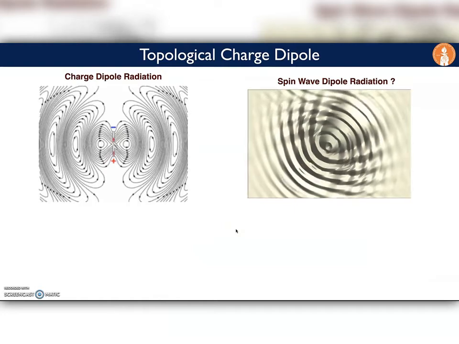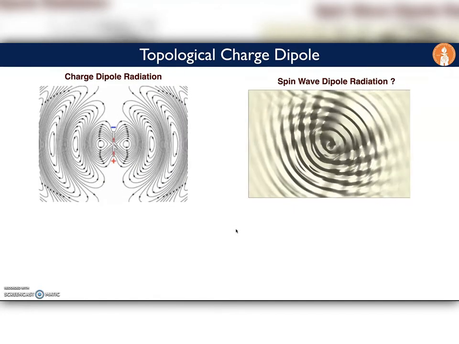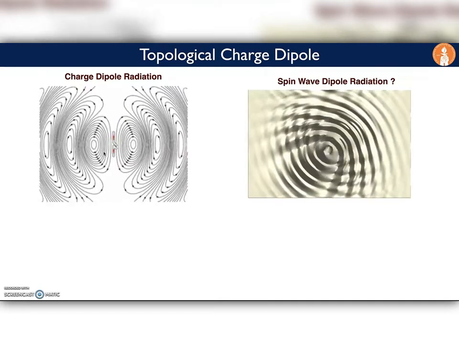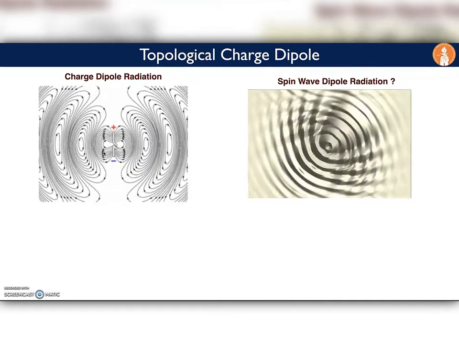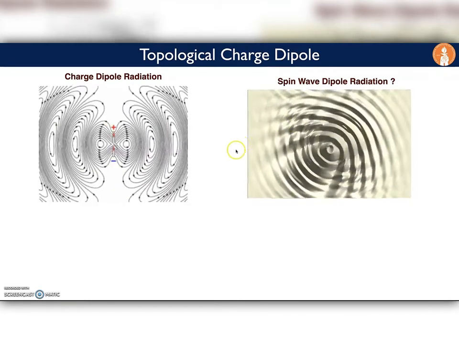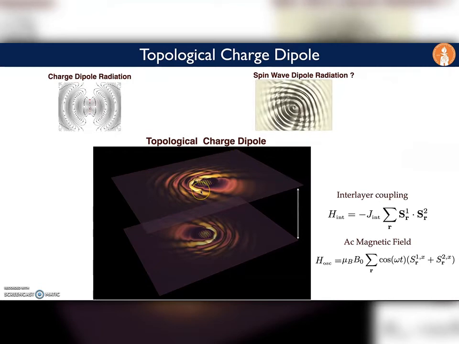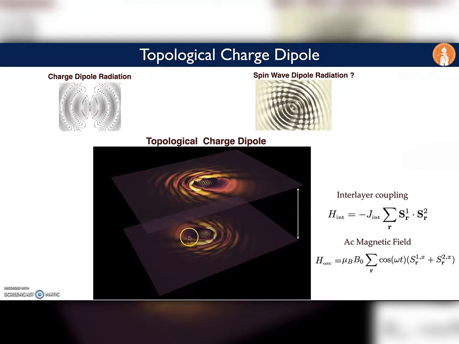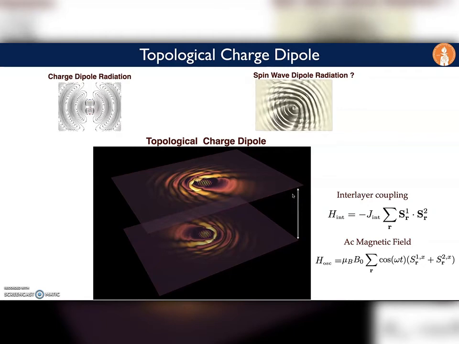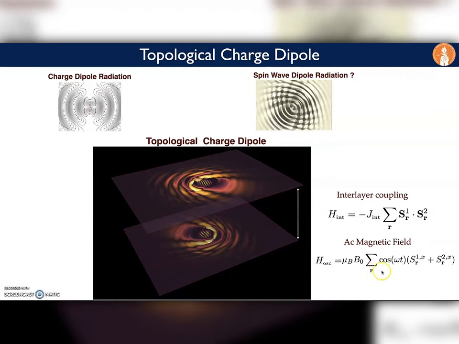Now, inspired by this simple concept of a charged dipole radiation produced by a pair of opposite charges, we would like to explore whether a spin wave dipole radiation can be emitted by a pair of opposite topological charges. The basis for this realization is a bilayer of magnetic materials hosting a Skyrmion and an anti-Skyrmion, while the two layers are coupled through a ferromagnetic interaction, and the whole system is under the application of an in-plane magnetic field that will activate the gyrotropic rotation of the core.